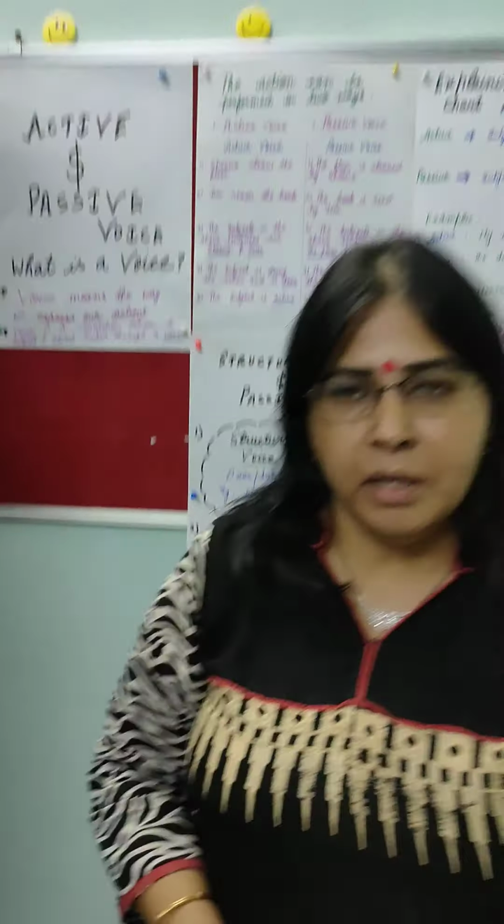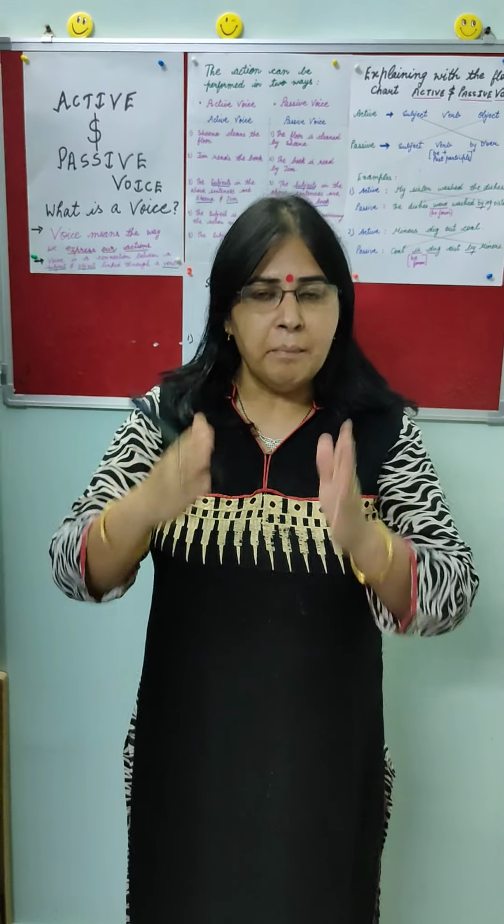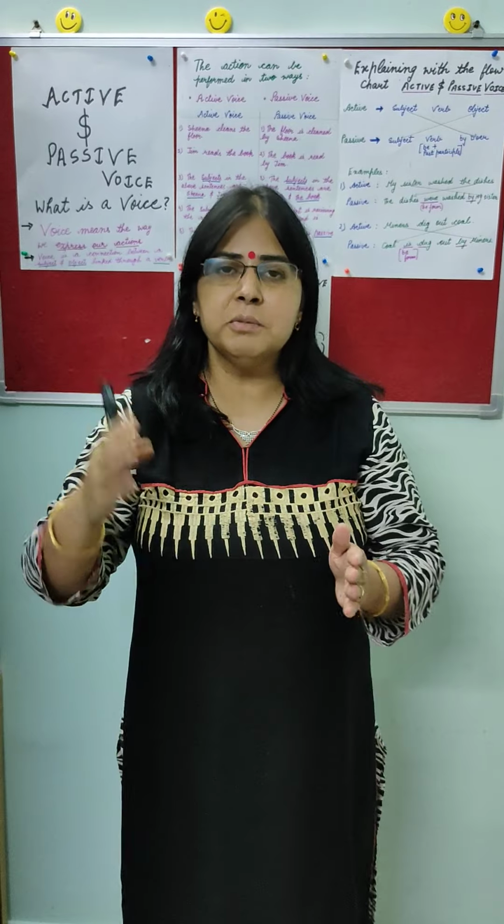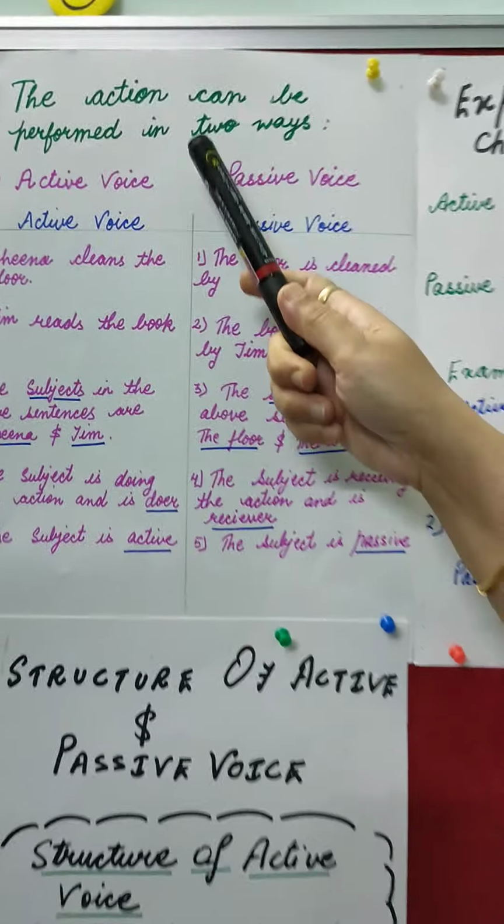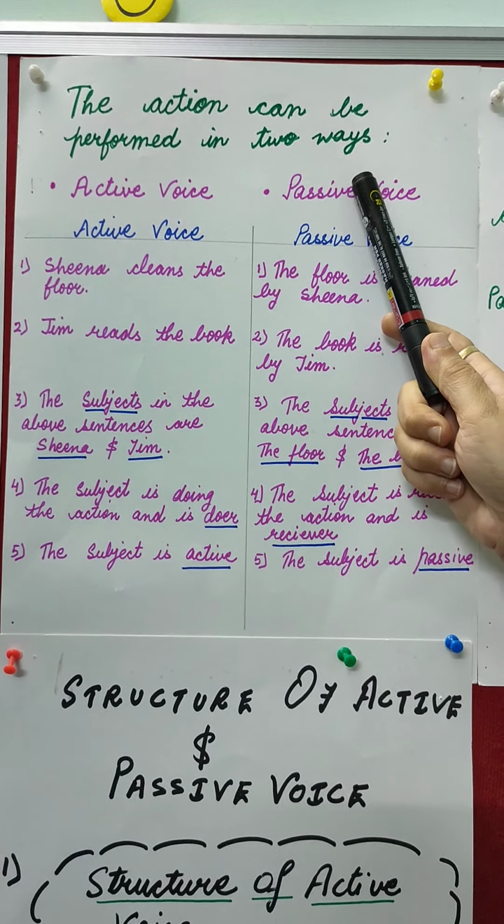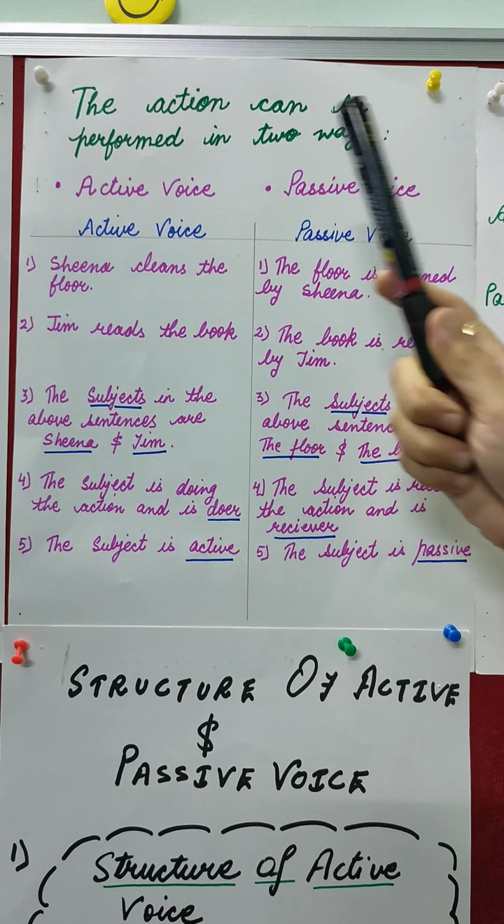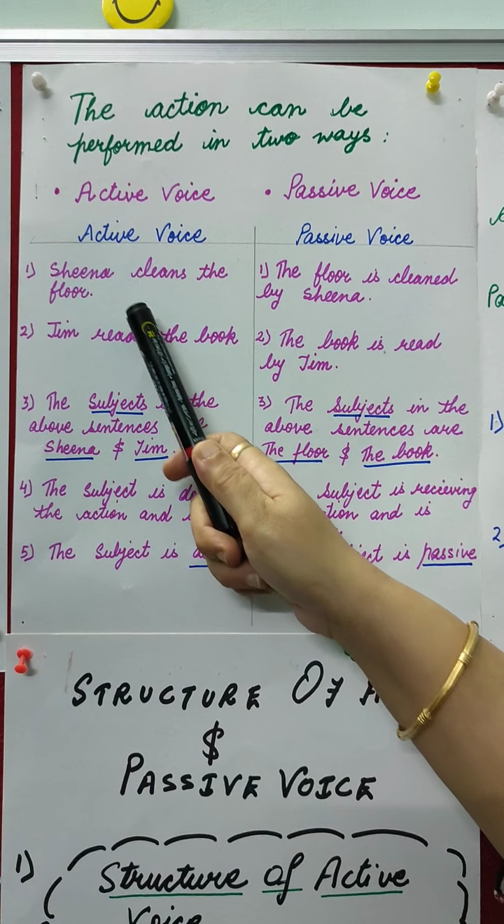Now, children, let us see. I am going to explain through a tabular form what is the difference between an active and a passive voice. So here you can just see a table. The action can be performed in two ways: active voice and passive voice. Here you can see I have given an example.